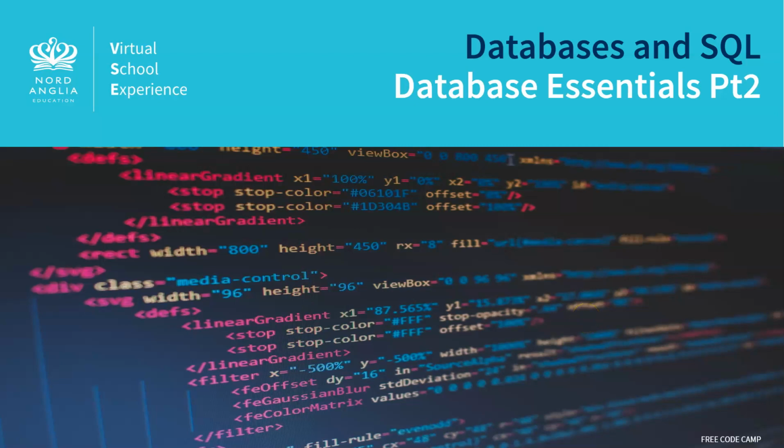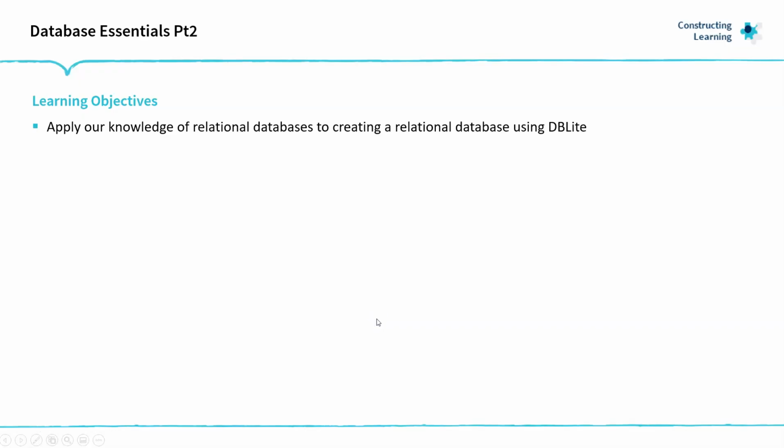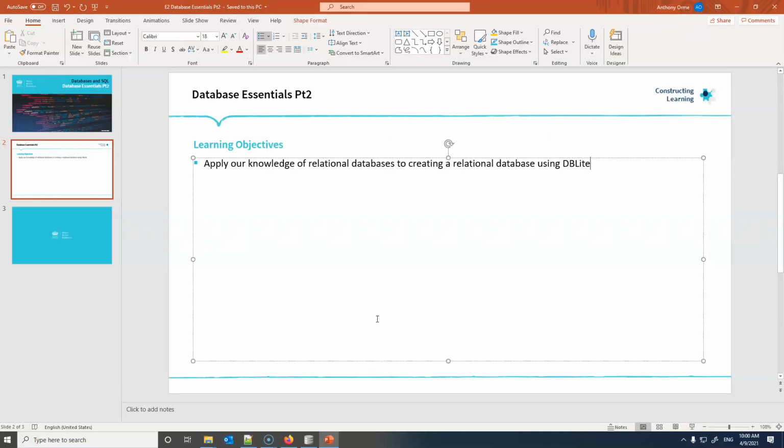Welcome back to our second part in our database essentials. In this, we're going to apply our knowledge of the theory of relational databases to creating relational databases using DB Lite. And we're going to use an example that I've already got and you can download yourself.